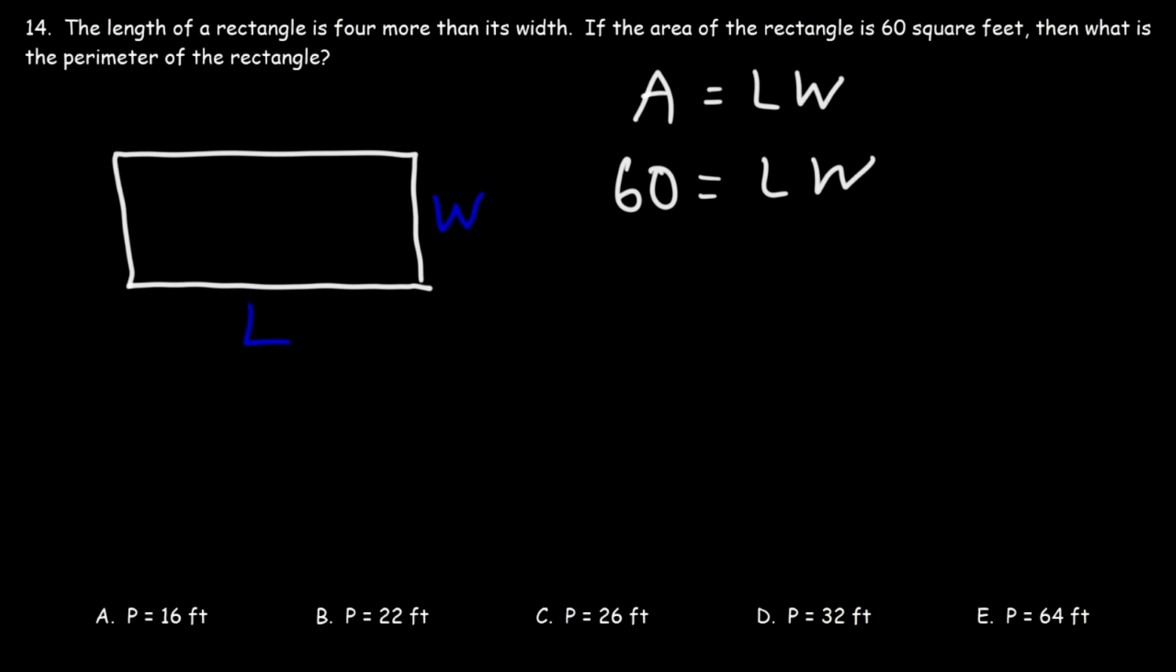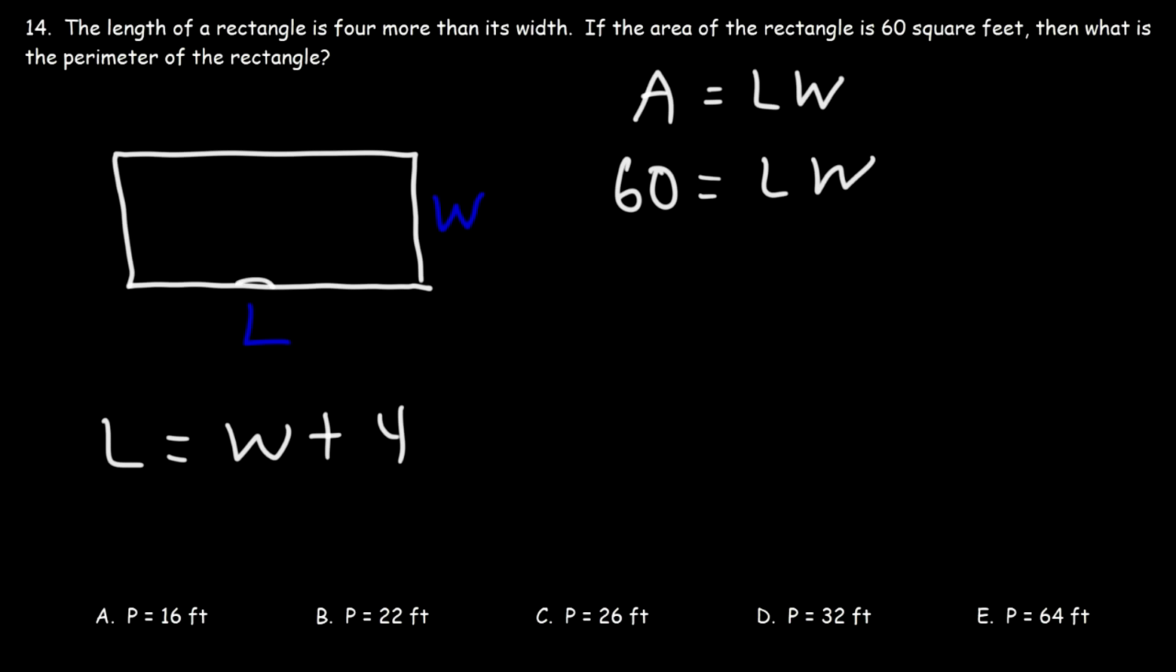Now let's focus on the first sentence of the problem. It says the length of a rectangle is 4 more than its width. How can we convert that sentence into an equation? So the length is 4 more than the width of the rectangle. So L is 4 plus W, or you can write it as W plus 4.